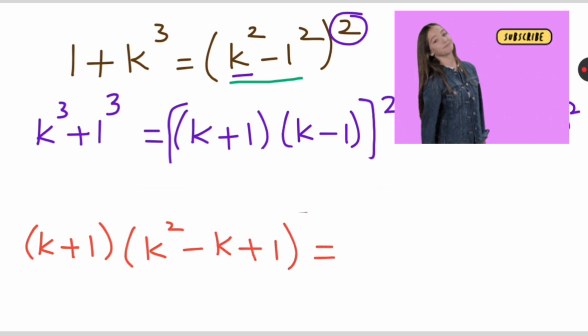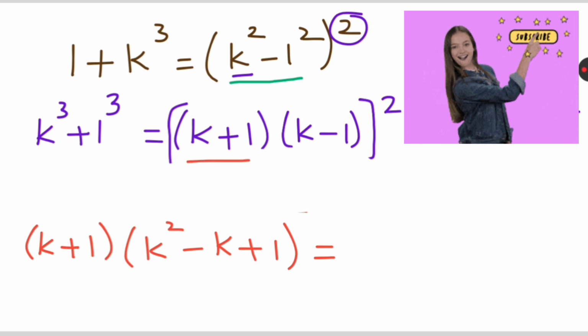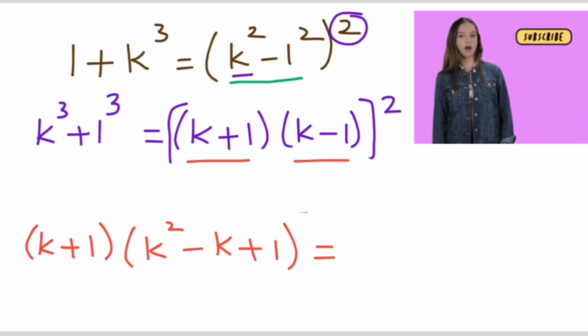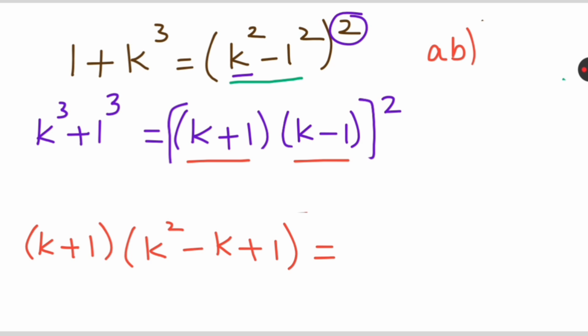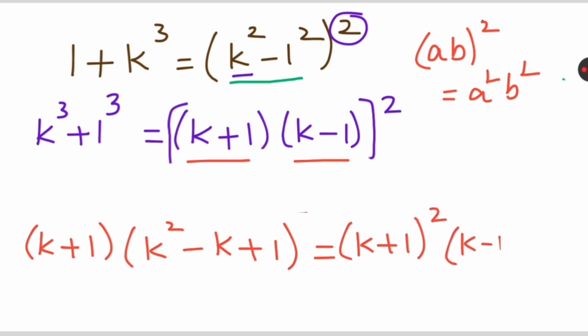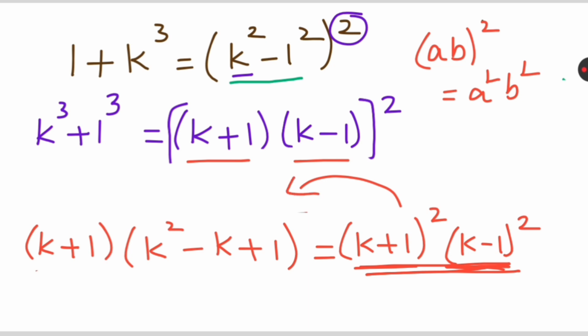So that is equal to (k plus 1) times (k minus 1). It is in the form of (ab) whole power 2, so we can write this as a power 2 times b power 2. Same like that we can write (k plus 1) whole power 2, then (k minus 1) whole power 2. This right hand term we can take to the left hand side. Then it becomes minus (k plus 1) whole square times (k minus 1) whole square, that is equal to 0.